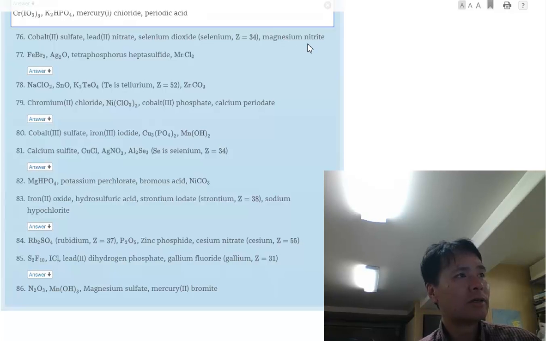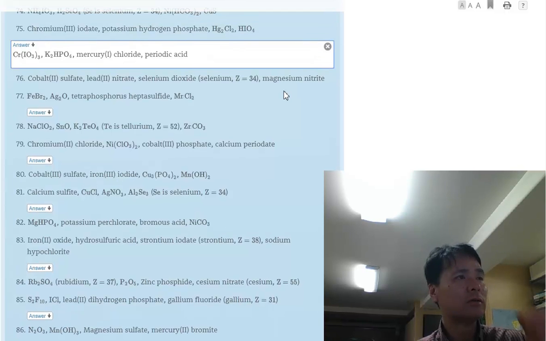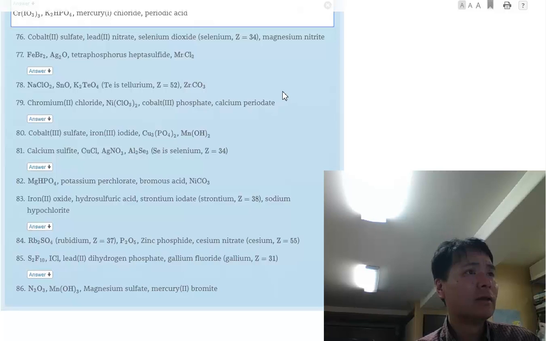Then we have magnesium nitrite. Magnesium is a 2 plus, nitrite is, well, nitrate's NO3 minus, so nitrite's going to be NO2 minus. So it's going to be Mg(NO2)2, NO2 taken twice. And so Mg(NO2)2. Just write that out. Like this, Mg(NO2)2.